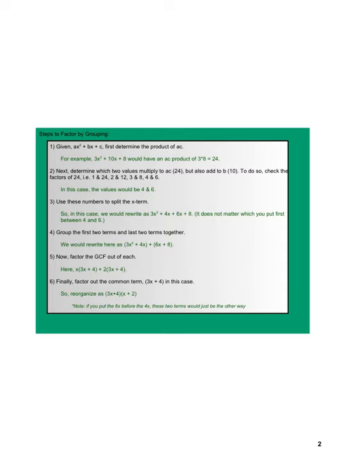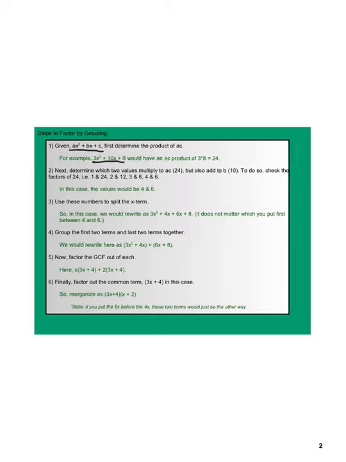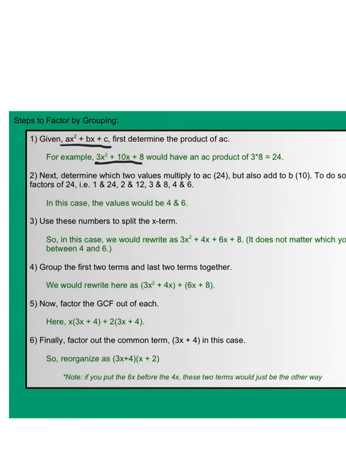So in terms of the steps to factor by grouping, when we look at a polynomial like this here, ax squared plus bx plus c. For instance, if we had 3x squared plus 10x plus 8, what we are going to do first is get a product of a times c. So in this case, that would be this 3 times this 8. So we have a product of 24.